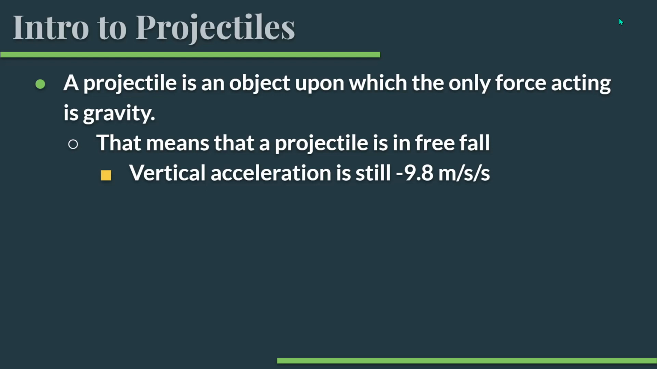Okay, so again, just a quick reminder about projectiles. A projectile is an object upon which the only force acting is gravity. We've already talked about projectiles because all of our objects in playlist 1 were technically also projectiles. The only force acting on them is gravity, which means they are in free fall. Vertical acceleration is still negative 9.8 meters per second every second, or you can use that rounded value, and you will be using that rounded value, negative 10, unless you're doing a lab like yesterday.